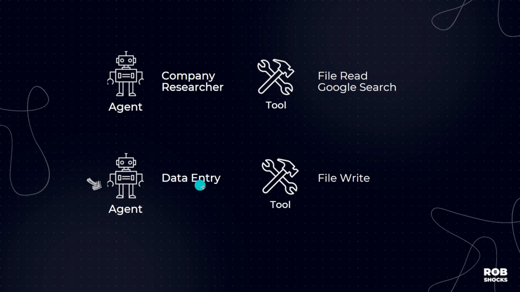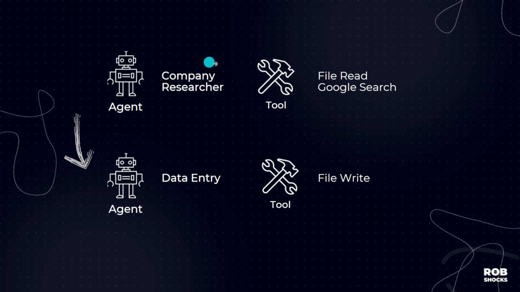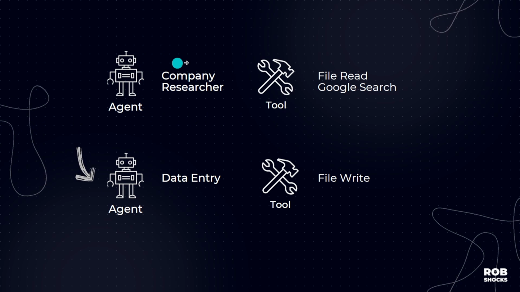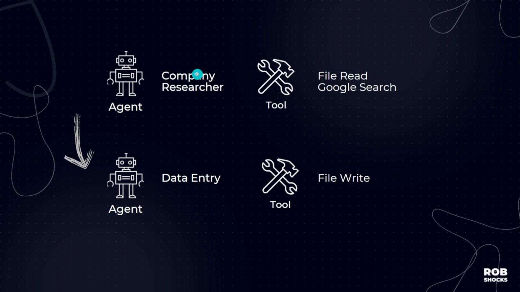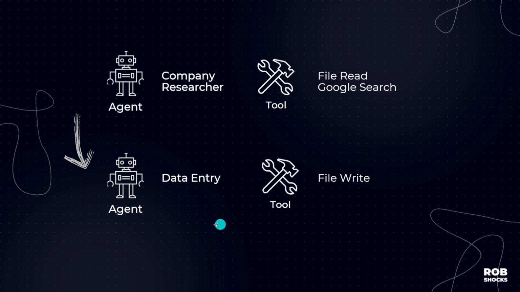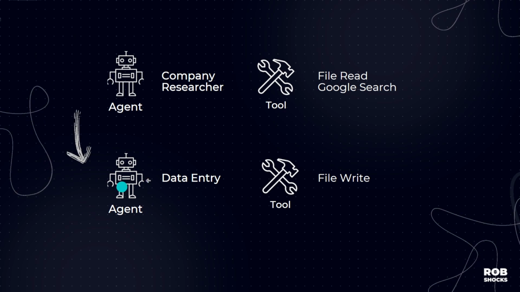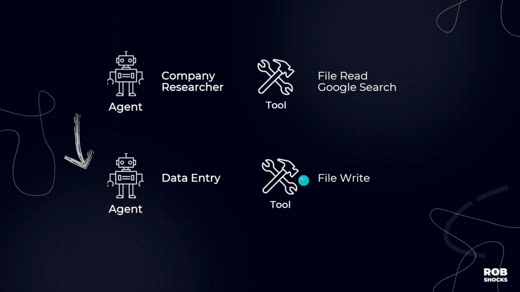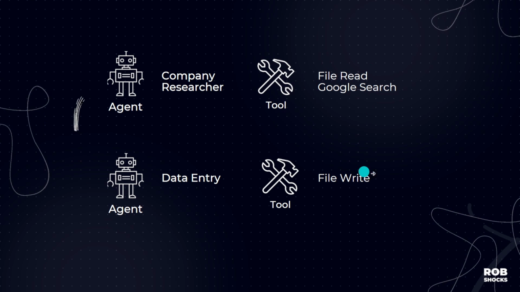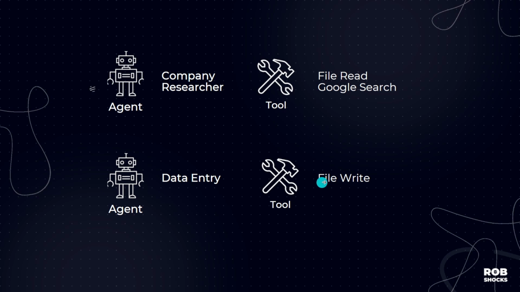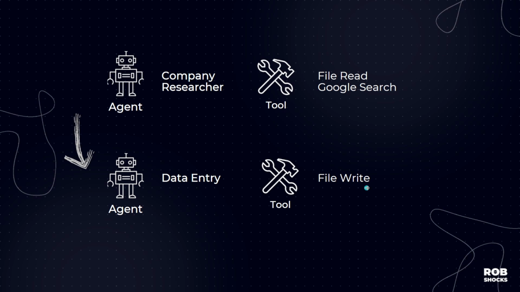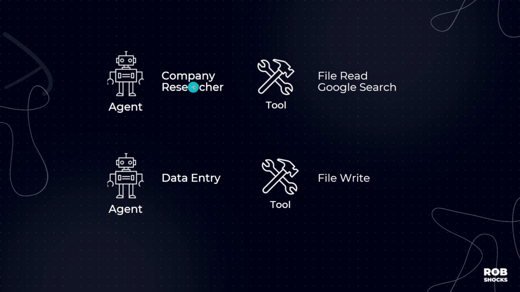Our second agent, so when this company researcher is finished researching the company and all the rows it needs to fill in, it's going to pass that data to our data entry agent, who is going to use the file write tool, which essentially is the same one as the file read, file write, and write a new column of fields to our CSV file with all the new information that the company researcher has found.